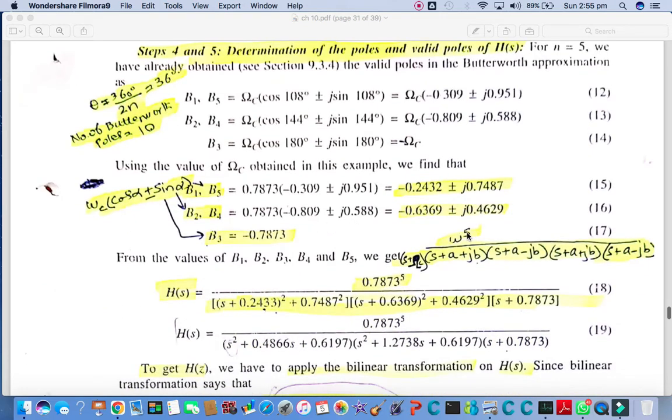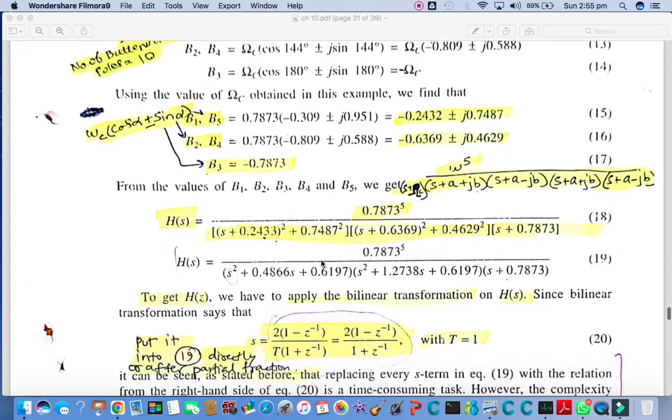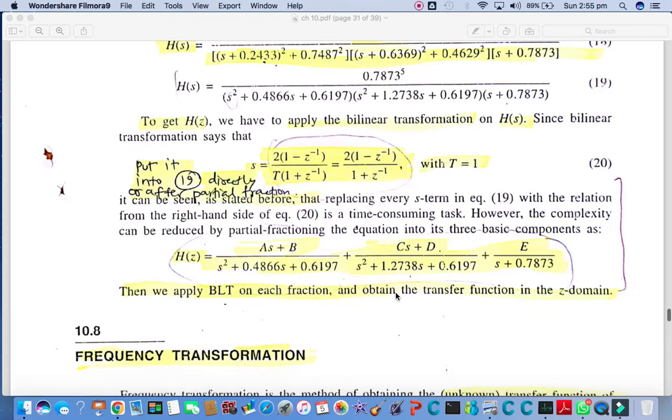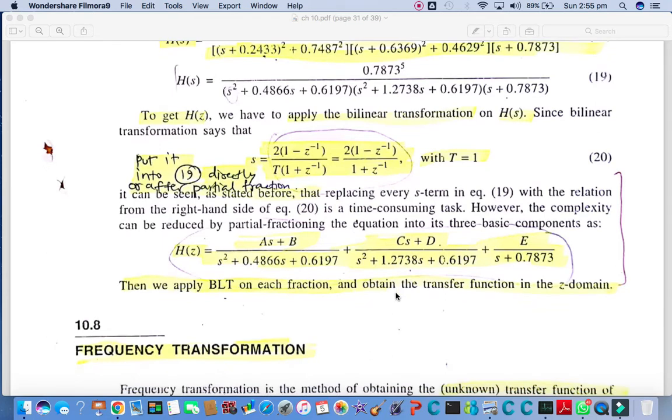And we already know that this is the H(s) equation for the transfer function of the analog filter, in which we have to put these unknown values of the poles. Now we got this equation. Now we simply put the value of s equal to this expression with T equal to 1 in that equation to get our H(z) equation. And this is all about the bilinear transformation method, and we have got the H(z), which is the digital IIR filter design based on the bilinear transformation method.